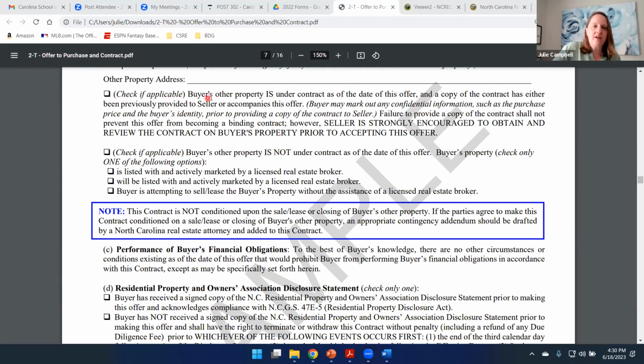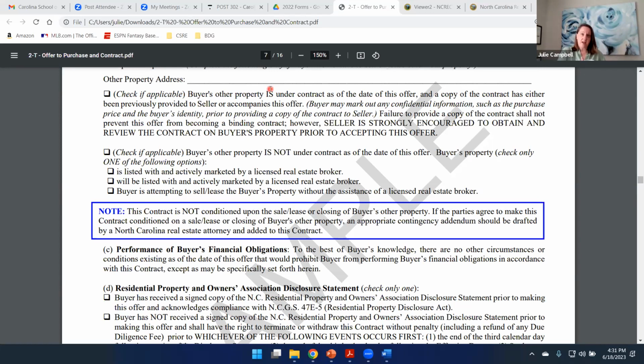If applicable, we're going to check if the buyer's other property is under contract as of the date of this offer. A copy of the contract has either been previously provided to the seller or accompanies this offer. We're told that the buyer can mark out confidential information of their offer, such as the purchase price and the buyer's identity, prior to providing the copy to the seller. Failure to provide a copy of the contract is not going to prevent this offer from becoming a contract. However, the seller is strongly encouraged to obtain and review the contract on the buyer's property prior to accepting this offer.